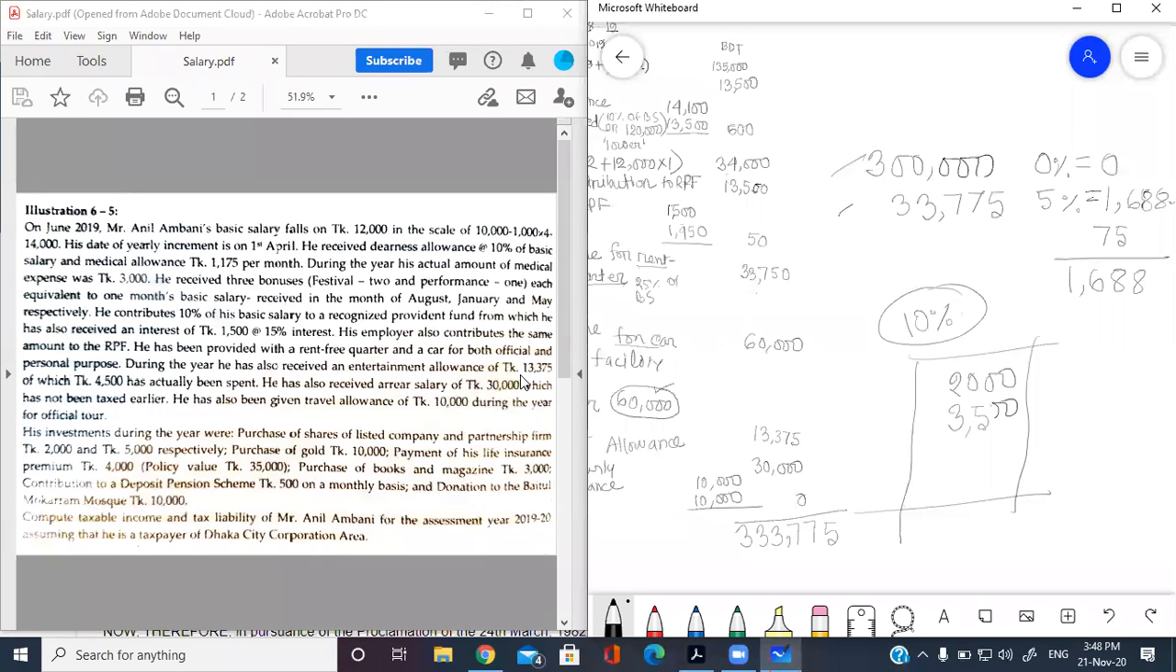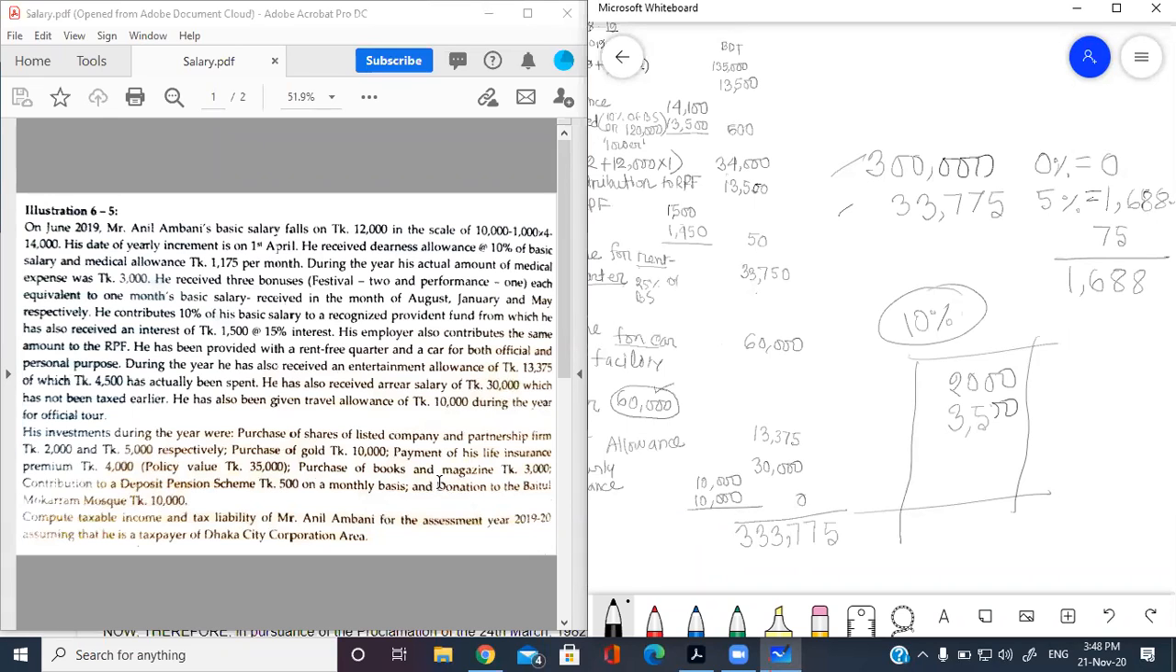Okay, so you have got it. Now, purchase of books and magazine. This is not an eligible amount, right? Yes, sir. Contribution to a deposit pension scheme, taka 500 on a monthly basis. So how much is annual if 500 is paid monthly? So 6,000.